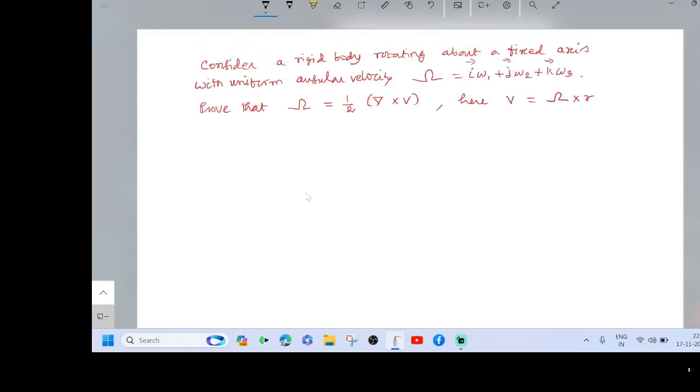See this problem. Consider a rigid body rotating about a fixed axis with uniform angular velocity omega equal to i omega 1 plus j omega 2 plus k omega 3. Prove that angular velocity omega equal to half into curl v. Here v is our linear velocity. The value of v equal to omega cross r.